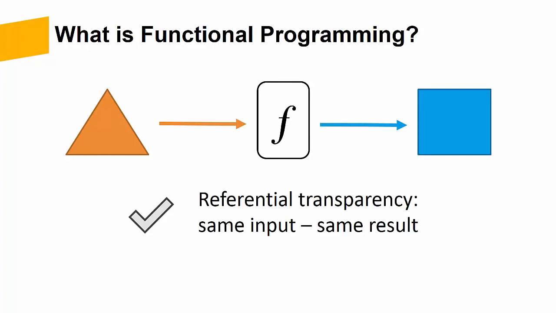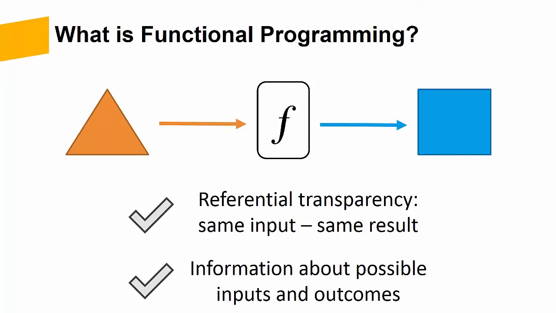Mathematical functions possess two attributes. The first one is referential transparency. This fancy phrase basically means that for any input parameter, mathematical function returns the same result, regardless of how many times you call it and regardless of when you do that. So the same input, same result. The second attribute is that signature of mathematical function should have all information about its possible inputs and outputs. And that's basically it. So functional programming is programming with mathematical functions, and mathematical function possesses these two attributes.